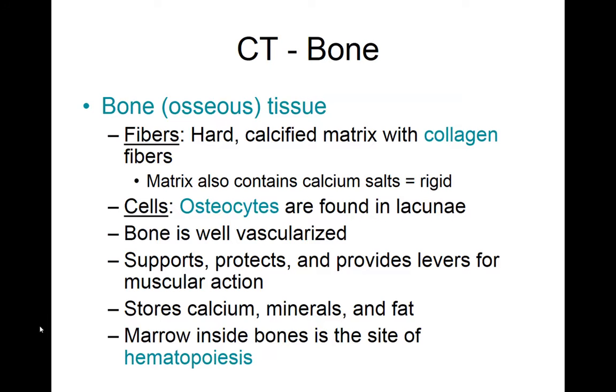Now we also store red bone marrow inside our bones, and this is the site of hematopoiesis. We'll talk a lot more about that in AP2, but hematopoiesis is just the term for blood cell formation. So you actually make your blood from your red bone marrow, which is stored inside of your bones because your bones are hollow.